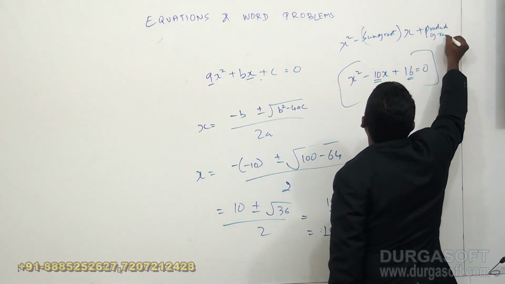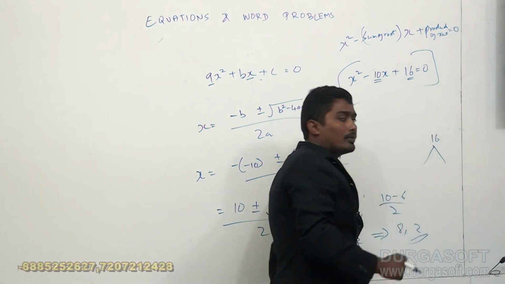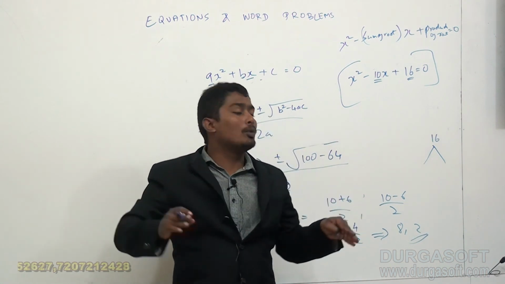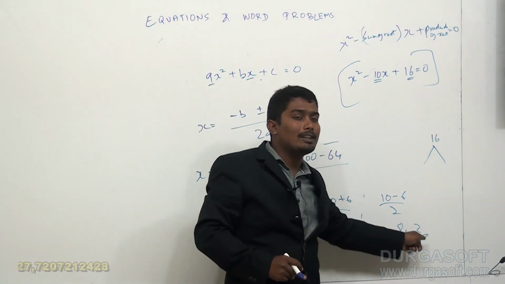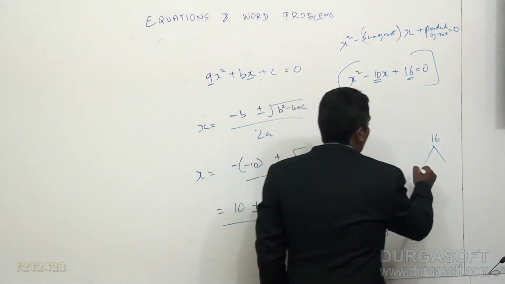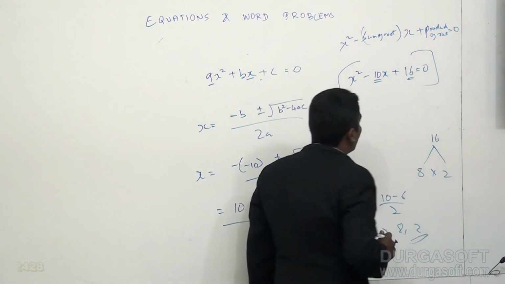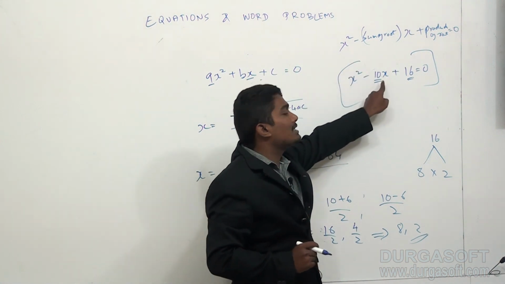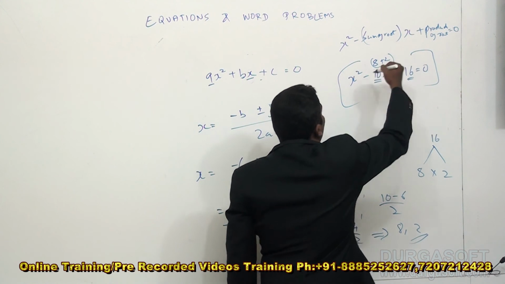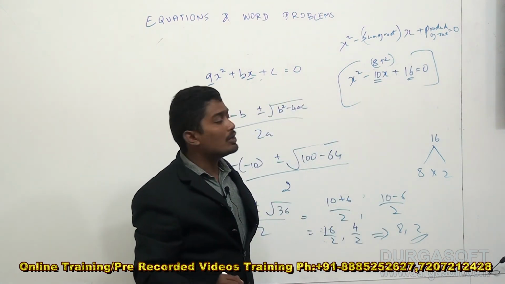Product of roots will be equal to 0, which means I know one thing here: 16 is nothing but the product of both the roots, 8 and 2. So you can observe that 16 is nothing but 8 into 2. Same way, the sum of the roots is nothing but 10. You can observe here that 8 plus 2 is equal to 10.